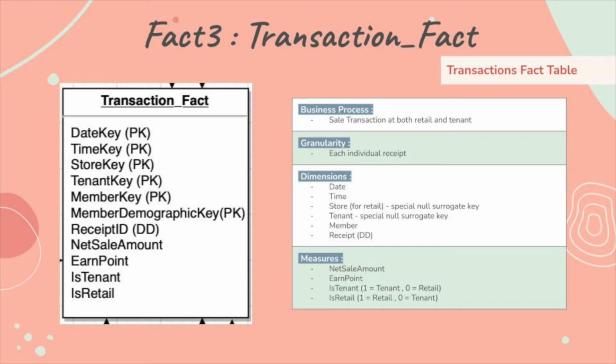And for our third fact table, we want to analyze the sales transaction of both retail and tenant store. However, since we have receipt level information for tenant store, the granularity is each individual receipt this time. The dimensions associated are as follows. And since in one row it could be either store or tenant, but not both, either the store or tenant key will be null, so we have used the special surrogate key for the null value. The measures for this fact table include net sale amount, earn point, and is tenant or is retail.